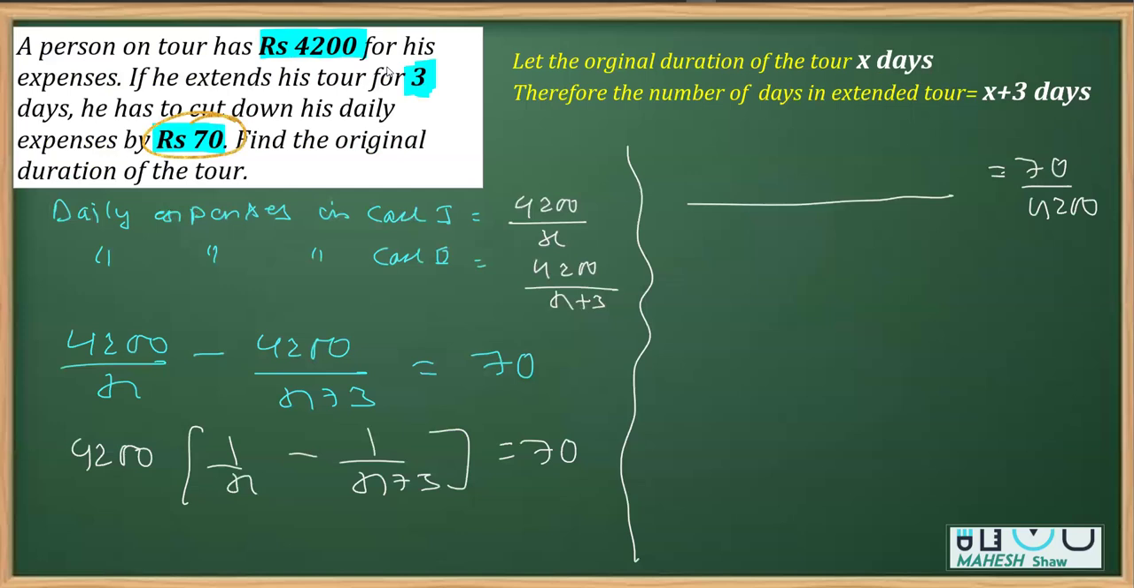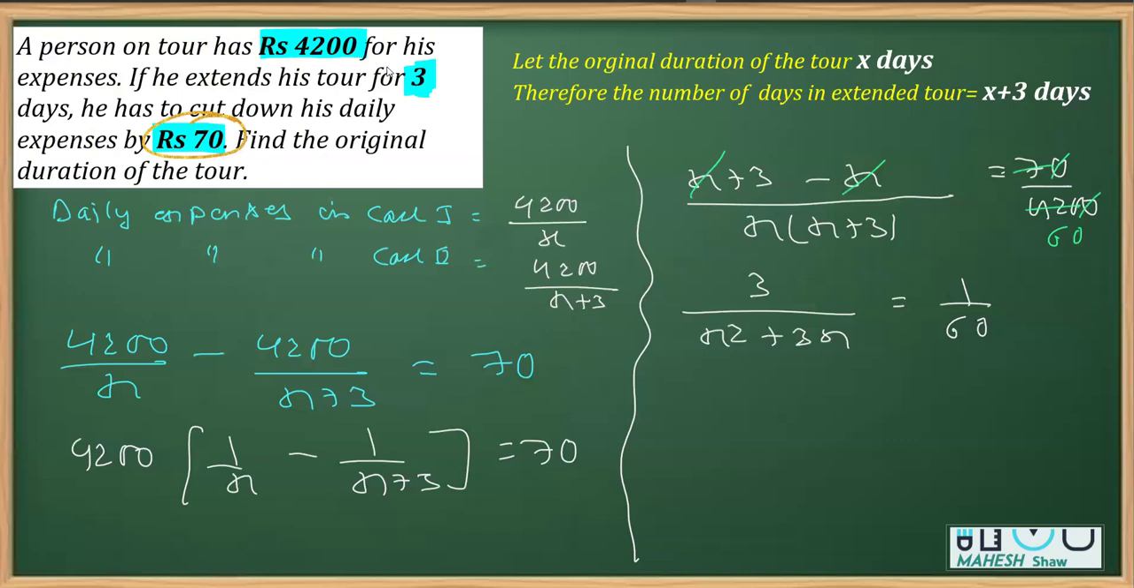On the left-hand side, we are taking LCM, that is the product of these two, X multiplied by X plus 3. 1 multiplied by X plus 3 is X plus 3, and minus 1 multiplied by X is minus X. So you can see X and X get cancelled. Further, this can be reduced 70 over 4,200 to 1 over 60. Now this is 3 over X squared plus 3X, and on the other side it is 1 over 60. Now if I do cross multiplication, it is X squared plus 3X is equal to 180.